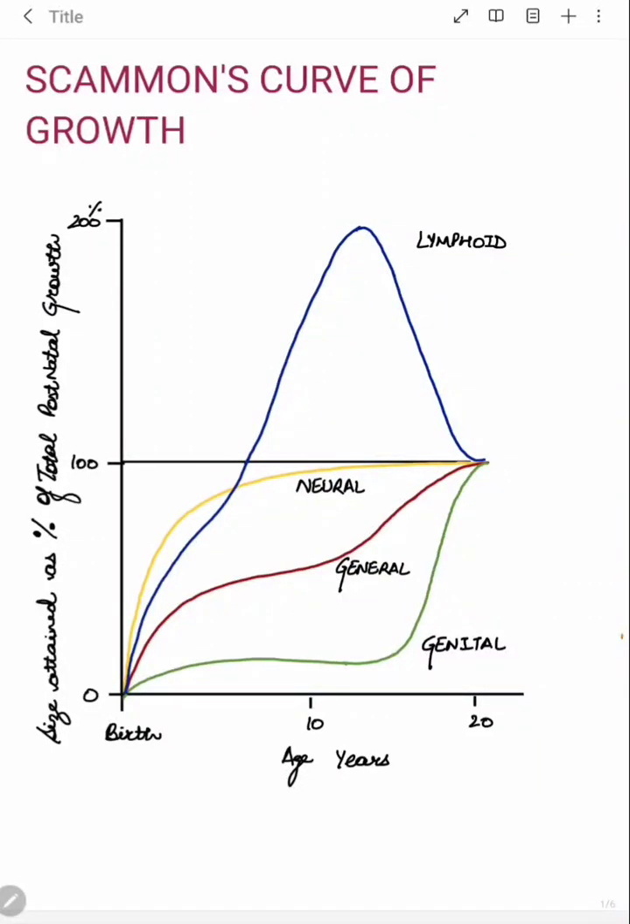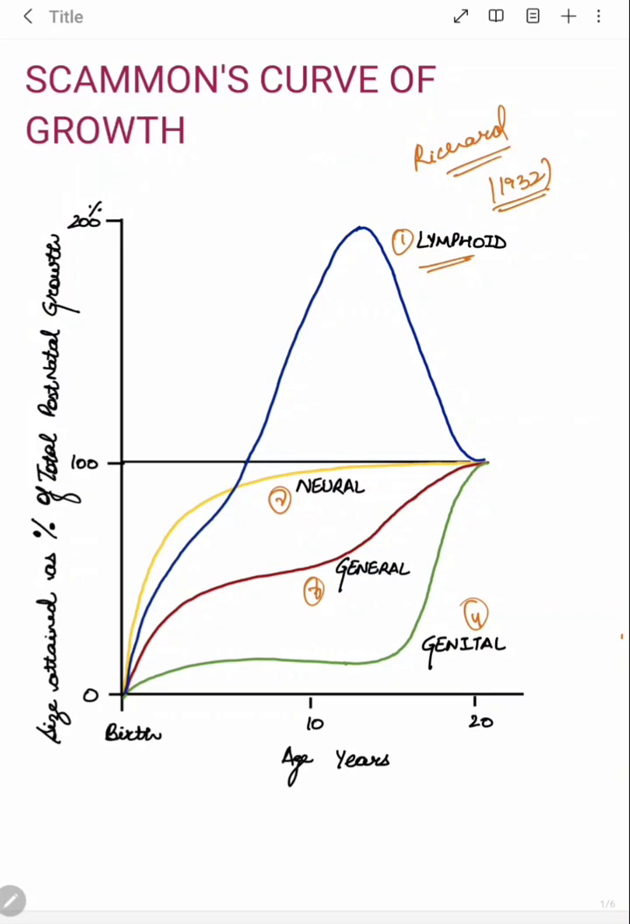Hey all, so today we will discuss Skammon's curve of growth, which was given by Sir Richard Scammon in the year 1932. He described the growth in four different curves, basically depicting the different body systems or tissues. The first one is lymphoid, second is neural, third is general, and fourth is genital.